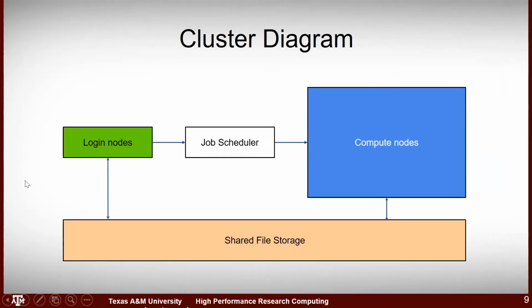So, a cluster diagram. A cluster has many components. They all have to connect together. So here's a really simple version of a diagram where I tell you the 4 basic kinds of elements of a cluster. The first element here that's green is called login nodes. The login nodes are the ones where you do your basic tasks like moving files around. So login nodes do stuff like that.